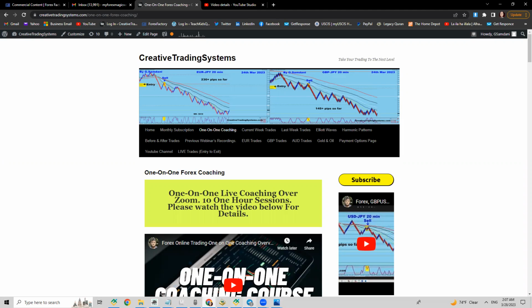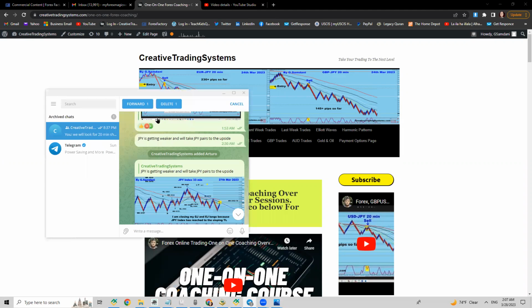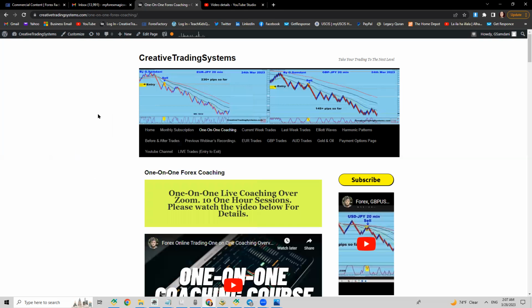I also post my setups on Telegram, just like this one here. I had so many yen trades, four trades today, because I posted on Telegram that yen is getting weaker and we'll take yen pairs to the upside. So pound yen and euro yen, only those I just showed you, but you can trade CAD yen and Aussie yen too. I could have traded all of them, but too many trades open is no good. So this is how my system works.